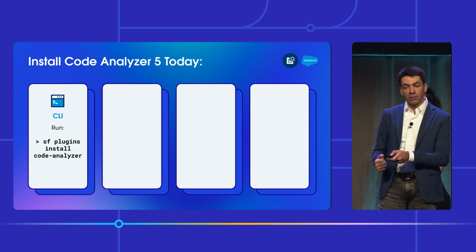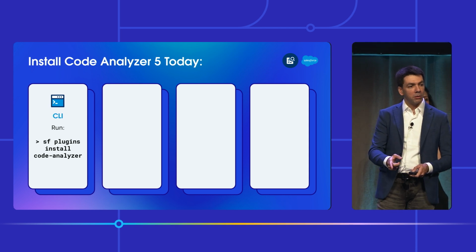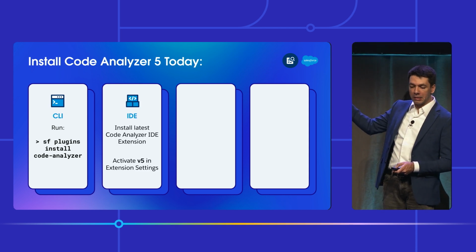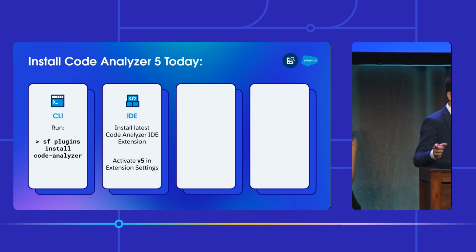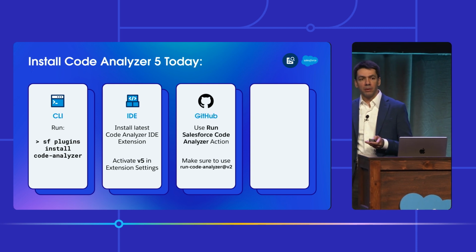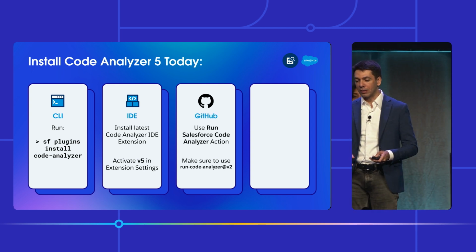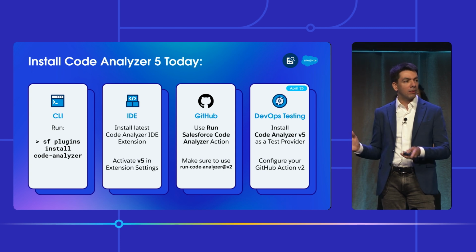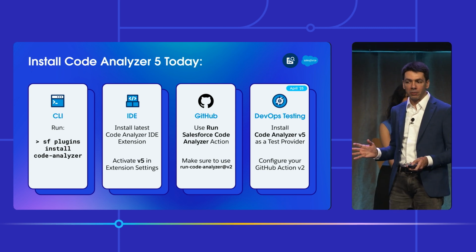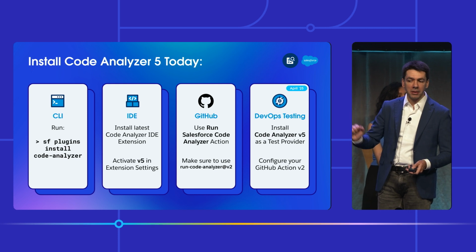Okay, so that's Colonizer. To install it, you can do this. Just take a photo of my last slide here. So CLI, run that command, IDE, activate v5 in our extension settings. GitHub, use the v2 version. That will be the Colonizer 5 version of our GitHub action. And finally, DevOps testing, you can install Colonizer 5 as a test provider. Again, available today, GA next month.